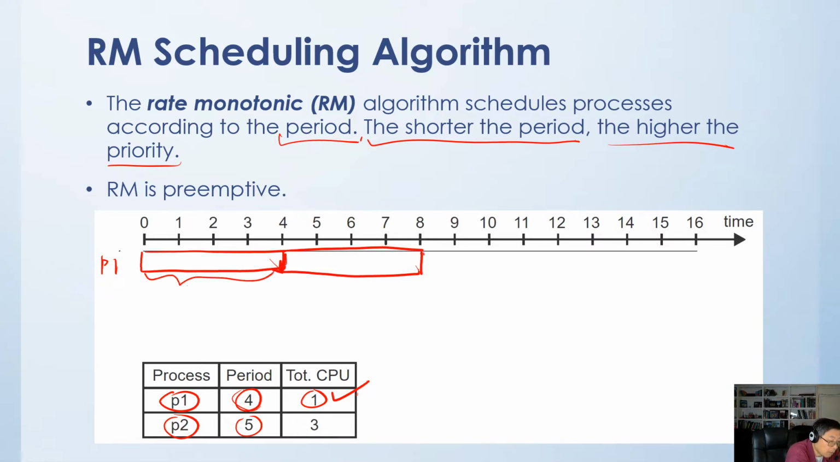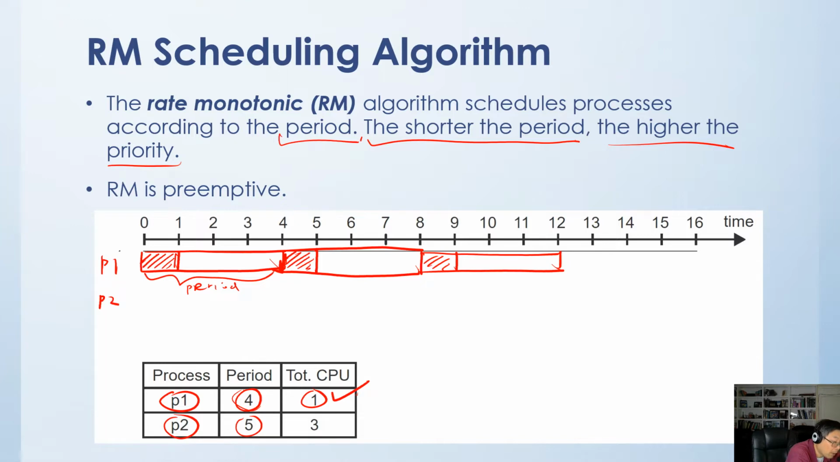So that's a period, right? Which is 4. And the third one is 12. So if P1 is the only process running, let's say once it's started, it will immediately get the CPU and complete it, which is fine. And then in the second period, once it started, it's completed, right? That's not a problem if P1 is the only process running.